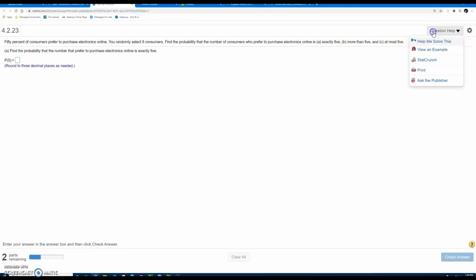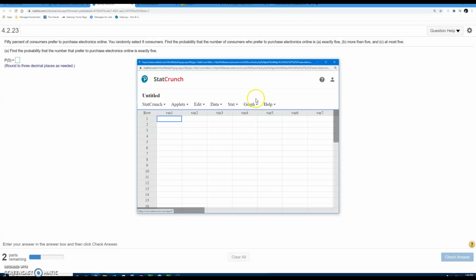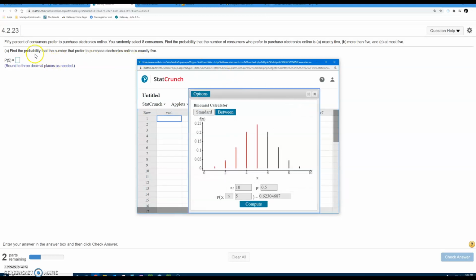So what we're going to do is take a look at StatCrunch and the binomial calculator. And how we know that we can use a binomial calculator, so first let's get to it: Stat, Calculators, Binomial, is because this is a binomial situation. There's only 2 possibilities. Either they prefer to purchase online or they don't, right? And there are distinct trials in this case.